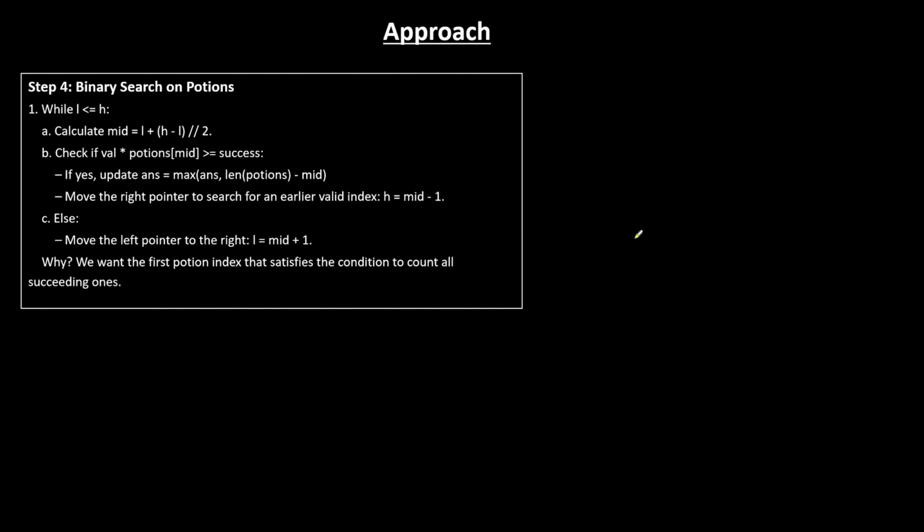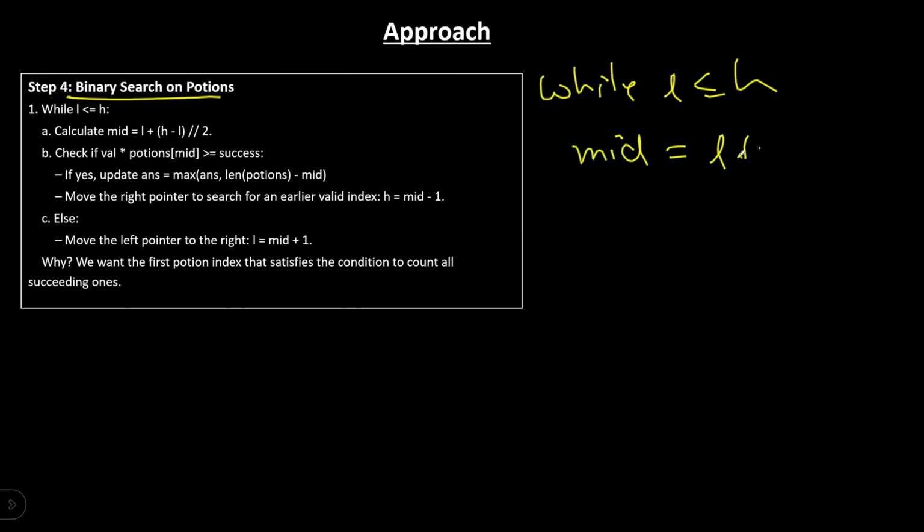Now, at step 4, binary search on portion. After writing all of those, what we will do is: while L is less than or equal to H, right? We will calculate the mid this way. Now, in Leetcode, we use this formula to calculate the mid because sometimes in Leetcode, when we have larger values, it goes to an overflow.